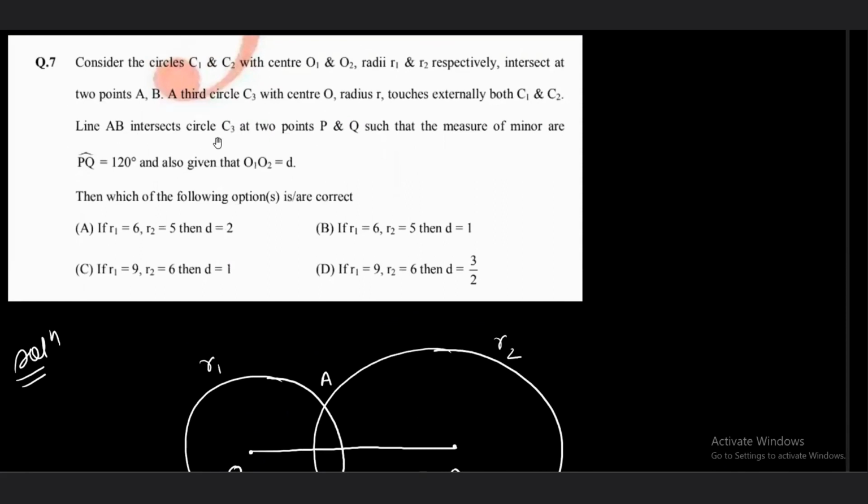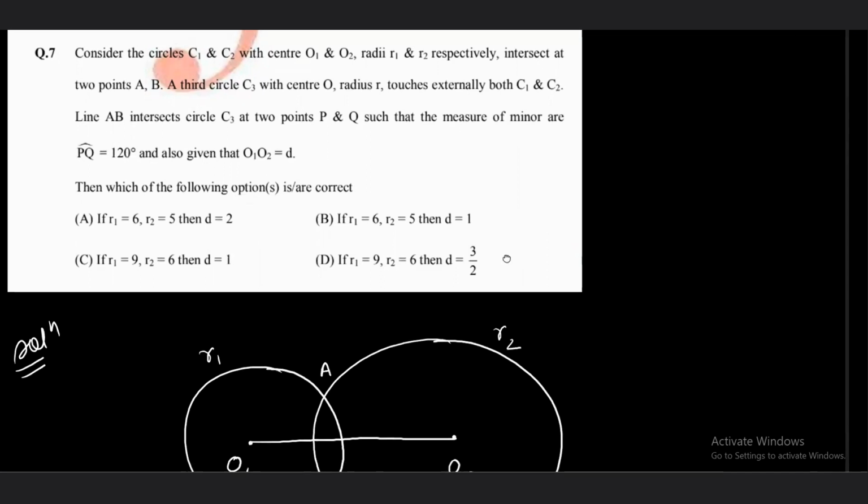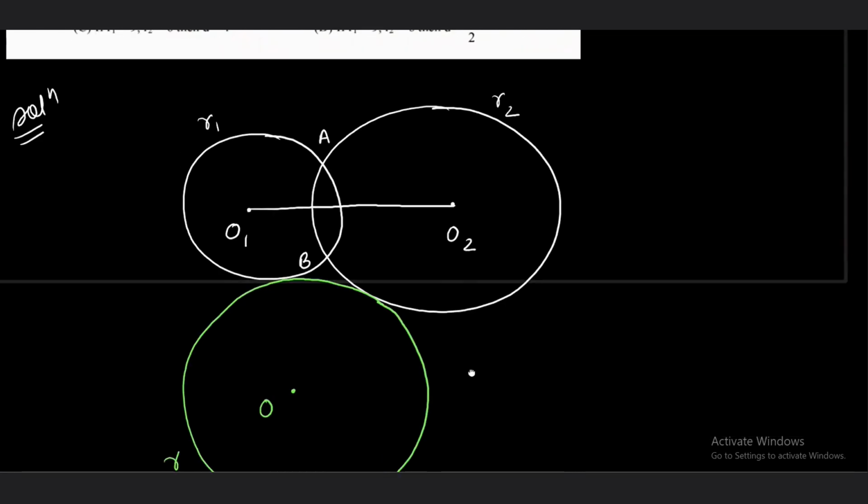Line AB intersects circle C3 at 2 points P and Q such that measure of minor arc PQ is equal to 120 degrees. Basically, they are saying that the minor arc is subtending 120 degrees at the center of the circle and also O1 O2 is equal to D. ठीक है, तो O1 O2 length is D.